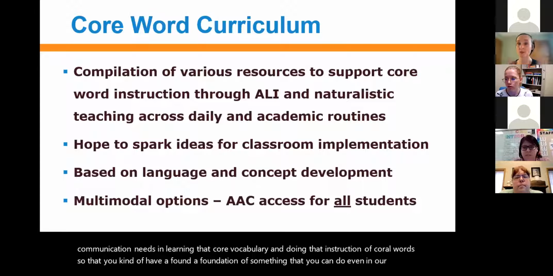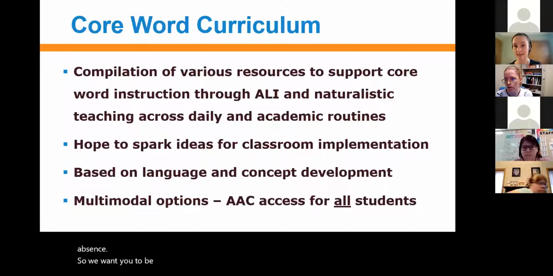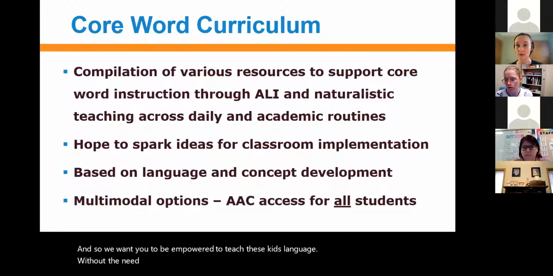absence. So we want you to be empowered to teach these kids language without the need for an immediate referral to the CCN team because you don't even know where to start. So this is what we wanted to do, is give you an idea of where to start.